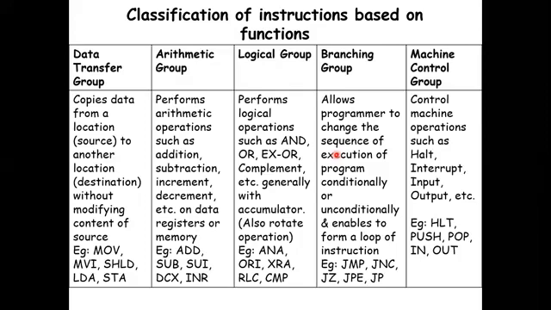Then the arithmetic group performs operations like addition, subtraction, multiplication, division. Then logical operations, AND, OR, XOR. Branching operations means jump, call. Machine control means reset, clock enable, halt, input and output. There are 5 groups of instructions available in the 8085 microprocessor. Let's see them one by one.